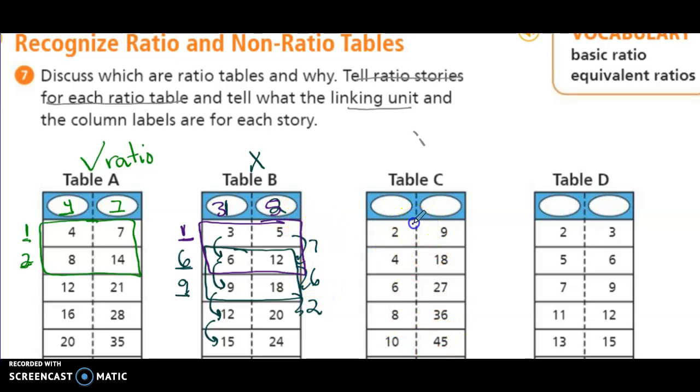Let's start here. Let's start in our first row. Greatest common factor is 1, so that makes this 2 and this 9 for the basic ratio. For this table, that means this column should go up by 2s and this column should go up by 9s. This is 2, and 18 divided by 9 is 2, so that all checks out. 2, 4, 6, 8, 10. Absolutely, that column checks. 9, 18, 27, 36. That column checks, so yes, this is a ratio table.